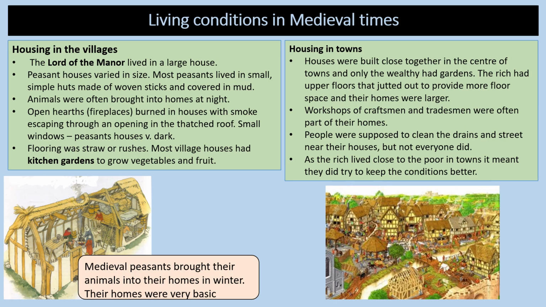Housing in towns: houses were built close together in the centre of towns, and only the wealthy had gardens. The rich had upper floors that jutted out to provide more floor space, and they did have larger accommodation. Workshops of craftsmen and tradesmen were often part of their homes. People were supposed to clean the drains and streets near their houses, but not everyone did. And as the rich lived close to the poor in towns, they did try to keep conditions a little bit better, but obviously they were not always successful.